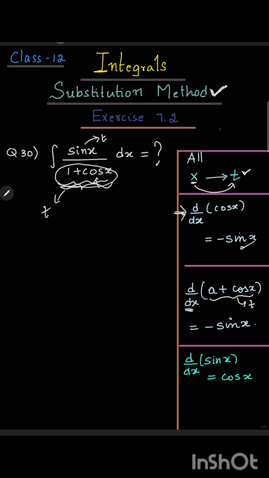But why not sin x equal to t? Even if we differentiate sin x, we will get cos x, right? So why are we not equating sin x equal to t? Because we have this dx, right? We have this sin x and dx together in the numerator. So we will select 1 plus cos x equal to t. Otherwise, it will be difficult to write dt. So for this reason, we will select the denominator and equate it to t.